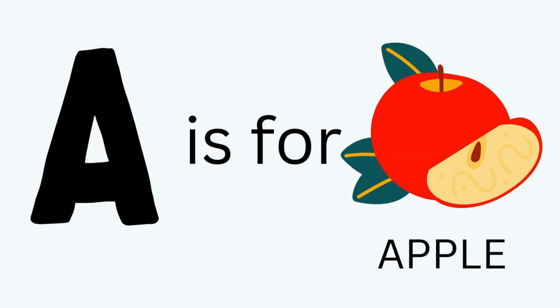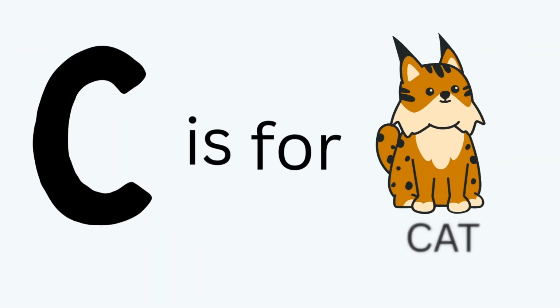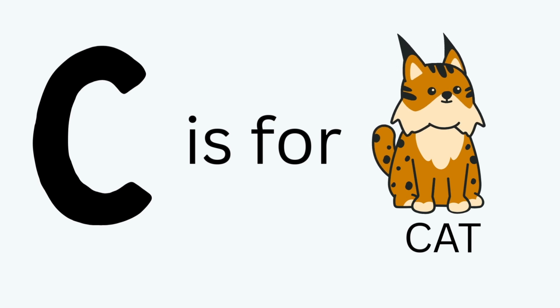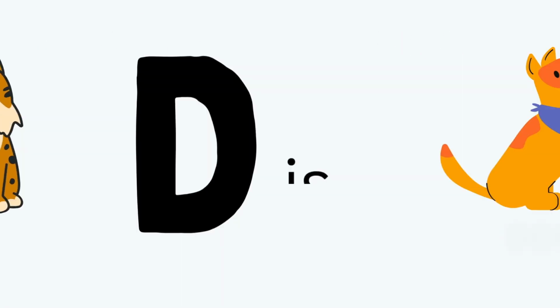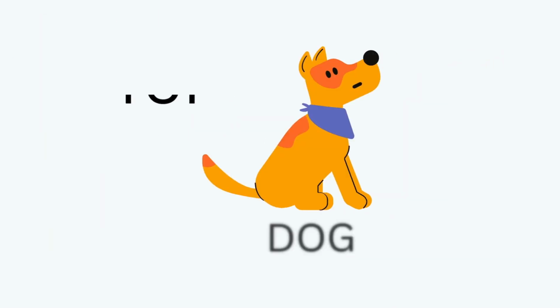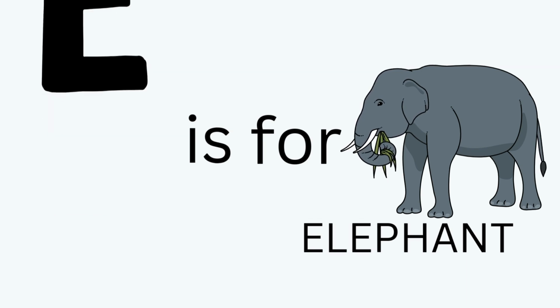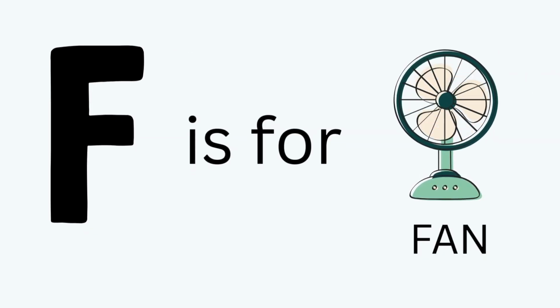A is for apple. B is for ball. C is for cat. D is for dog. E is for elephant. F is for fan.